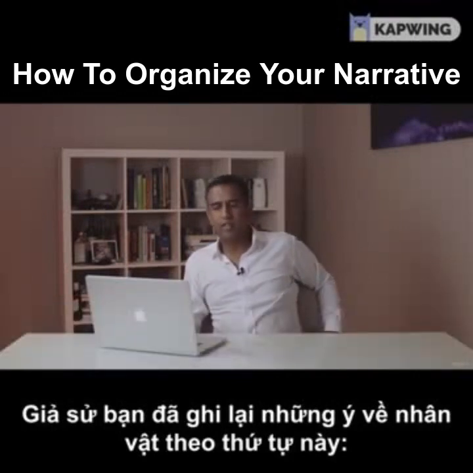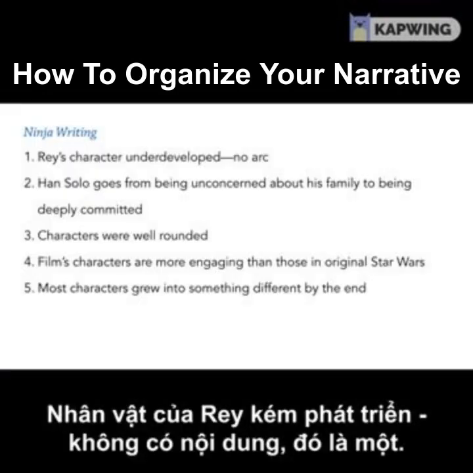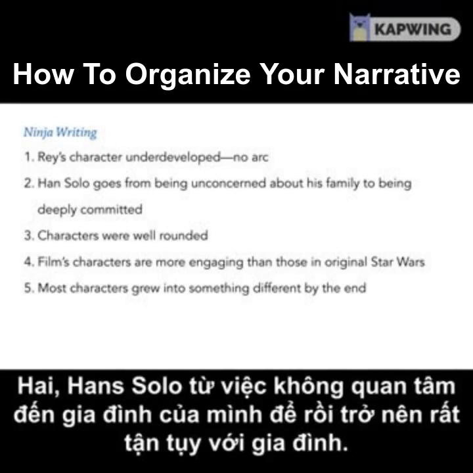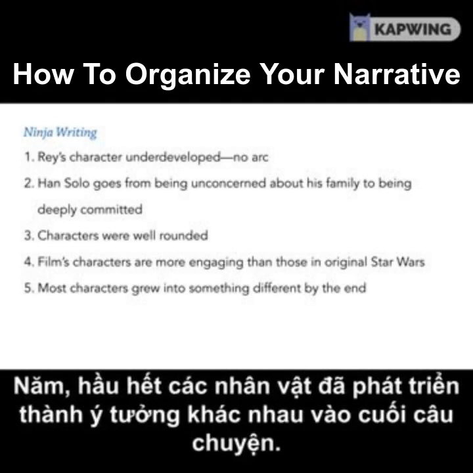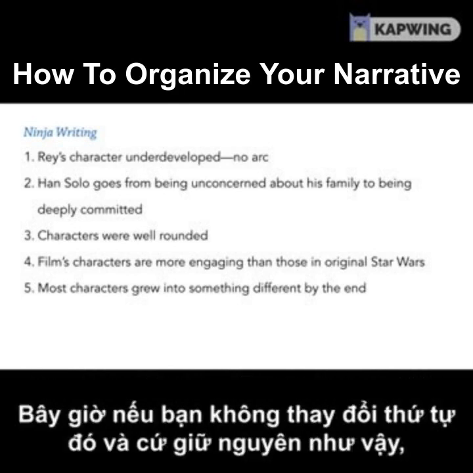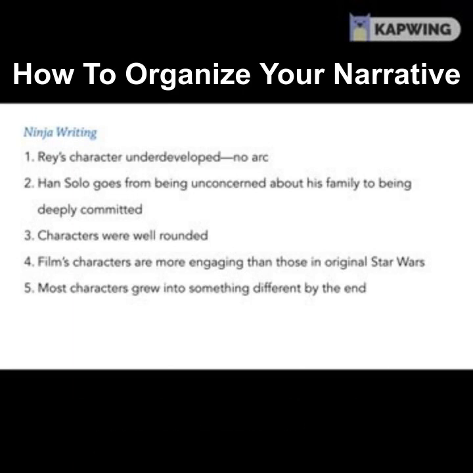Let's say you've jotted down these points about character in this order. Rey's character is underdeveloped, no arc. That's 1. 2, Han Solo goes from being unconcerned about his family to being deeply committed. 3, characters were well-rounded. 4, film's characters more engaging than in the original. 5, most characters grew into something different by the end. Now, if you didn't change that order and just kept it as it was, the final write-up of that section might look something like this.